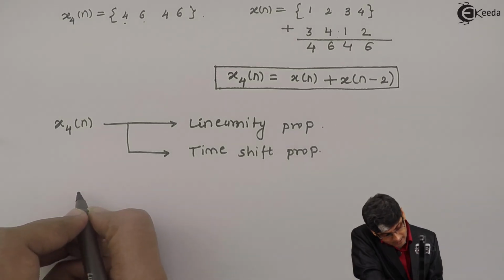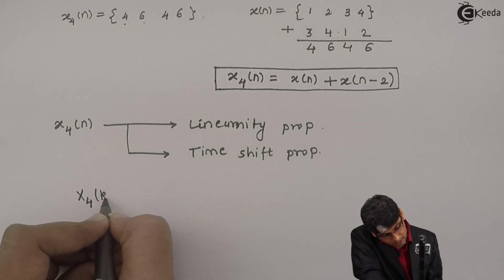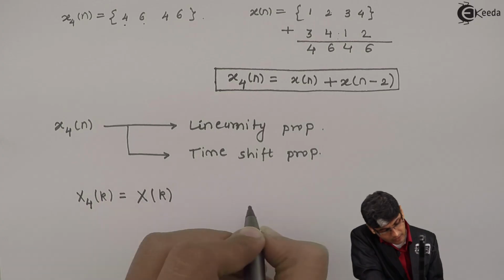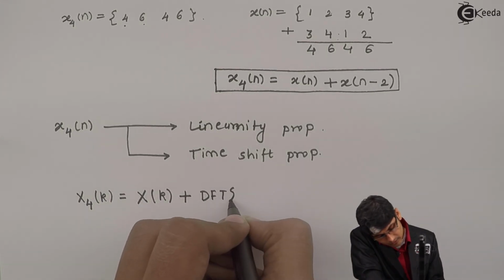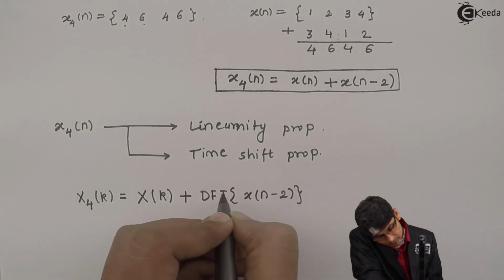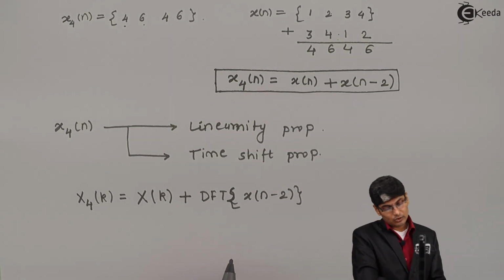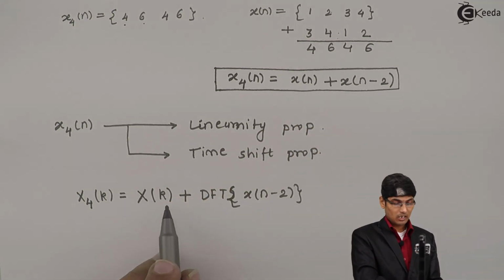Therefore, I can say that x4 of k will be equal to x of k plus DFT of x of n minus 2. I have purposefully written it like this to show that this is the utility of linearity property. What is the scaling factor over here? It is 1. So, I have 1 into x of k plus the DFT of this sequence.